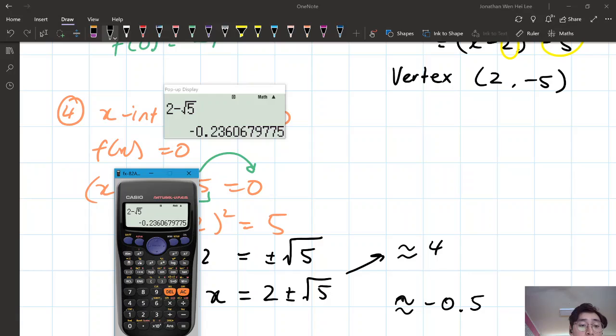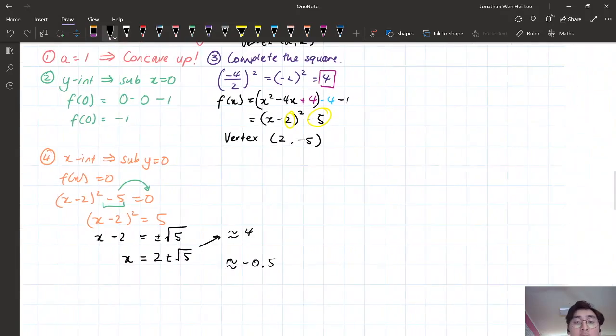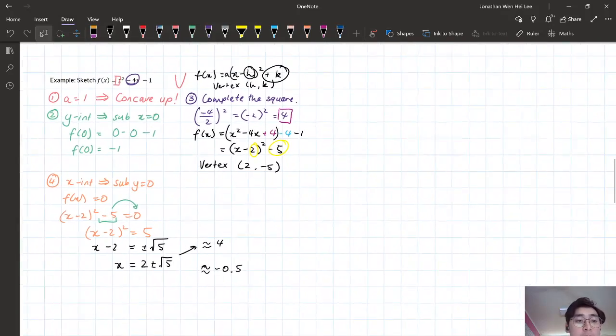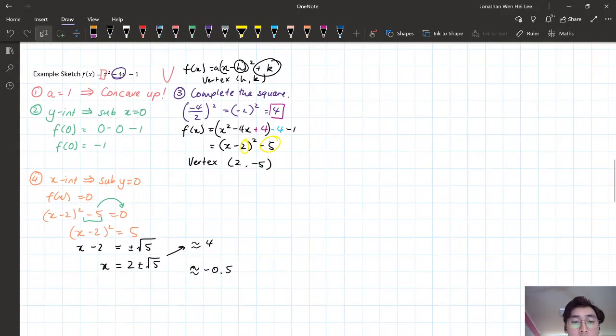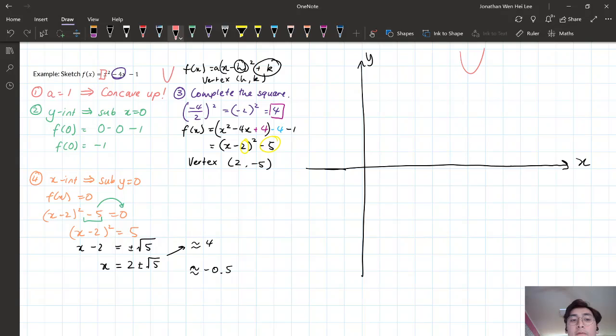Okay, now that I've done that, I'm going to graph my parabola using all of this information. I'm going to draw up my axes. I know that my two roots are at 4 and negative 0.5, so I'm going to go somewhere like this. Y, X. I'm going to start from the top. My concave up graph means it's going to look something like this, a smiley face. Then I've got my y-intercept at negative 1.